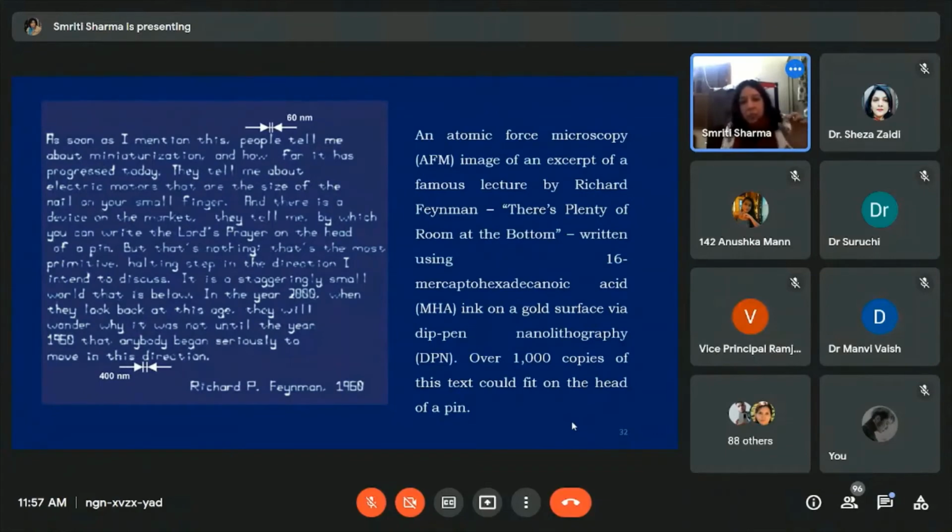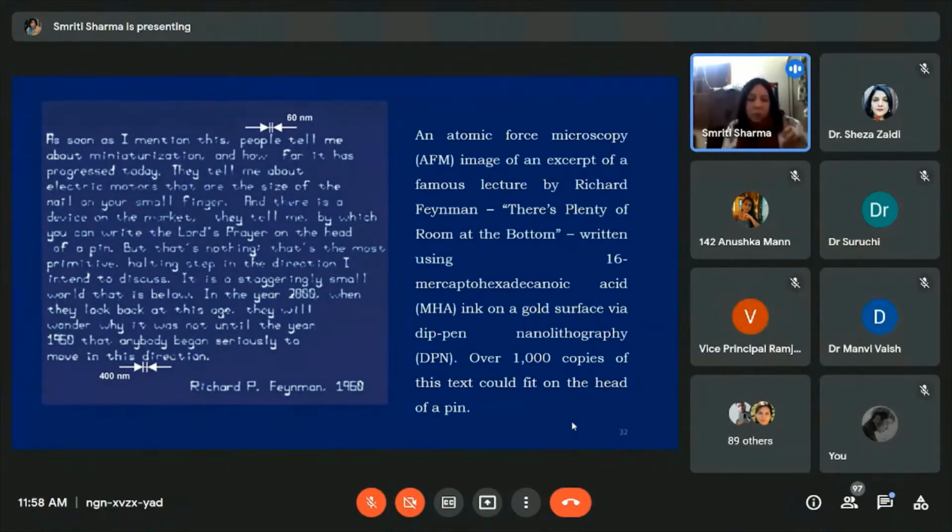In 1999, I'm forgetting the name of the scientist, it was Chad Mirkin or something, he developed this DPN, dip pen nanolithography. What you do is take the tip of an atomic force microscope, which is very, very small, and dip it in an ink. In this case, it was 16-mercaptohexadecanoic acid, MHA, and then you write on a surface, in this case a gold surface. Using this, he wrote a portion of Feynman's lecture on the gold surface.